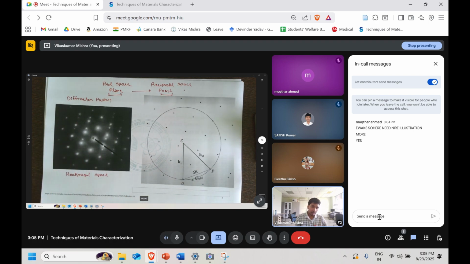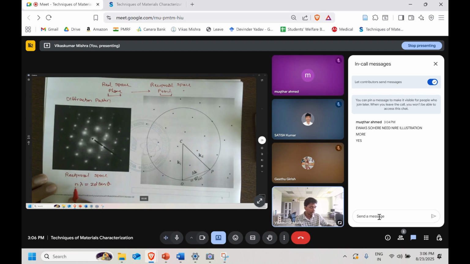Now, this is nothing but a diffraction pattern. We obtain the diffraction if Bragg's law condition has been satisfied. We know n lambda equals 2d sin theta. We can always take n to be 1, so lambda equals 2d sin theta. When this condition is satisfied, we can say that diffraction occurred and our plane is giving the diffraction pattern.